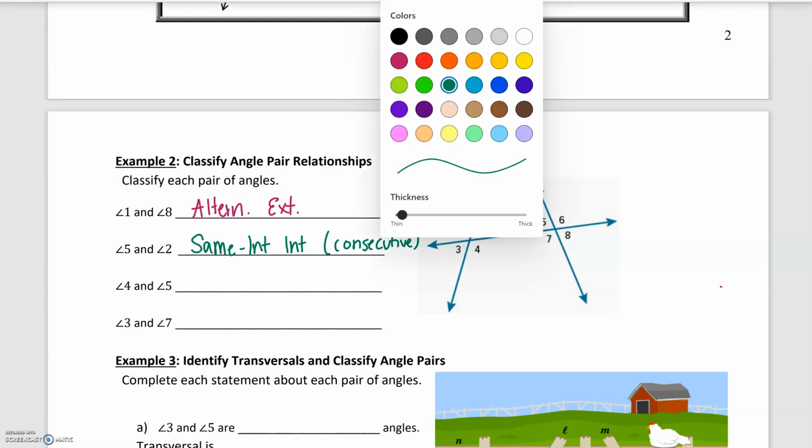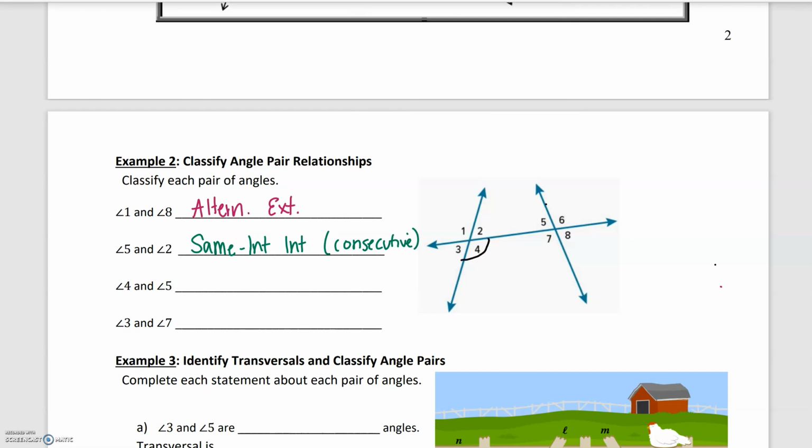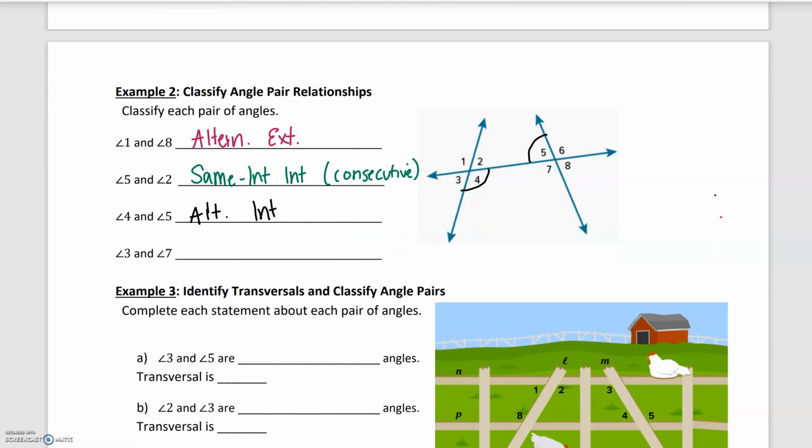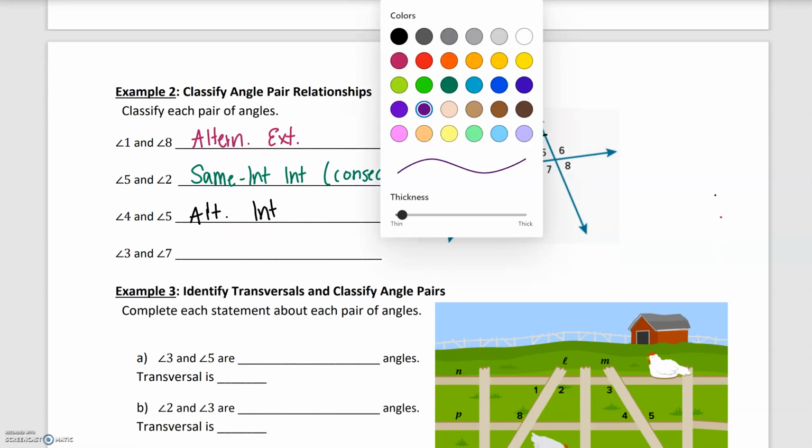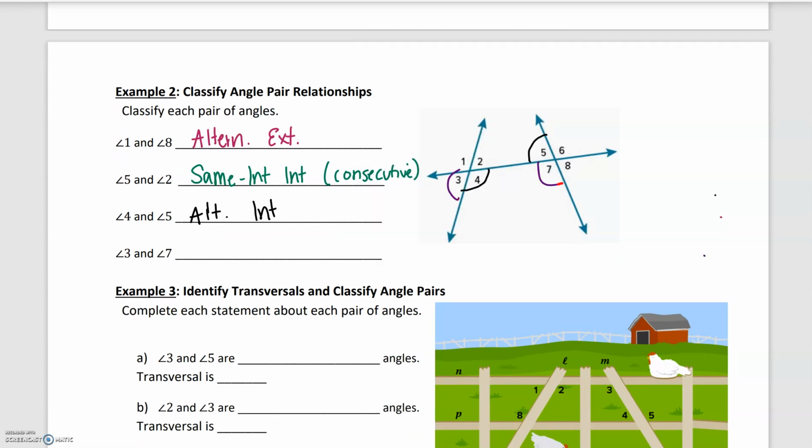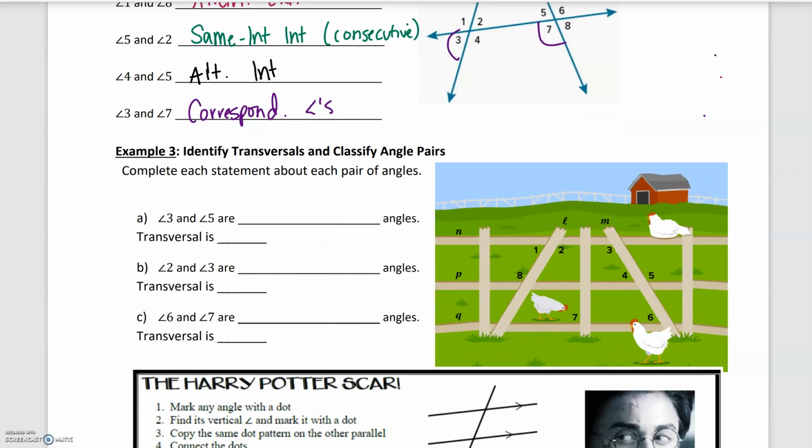4 and 5, alternate, but this time they're between the two lines, so they're alternate interior this time. And then 3 and 7. If I think of this one being in that bottom left, and this one is in that bottom left, they're in the same position, so they are corresponding angles. If you want to add the word angles, you can.